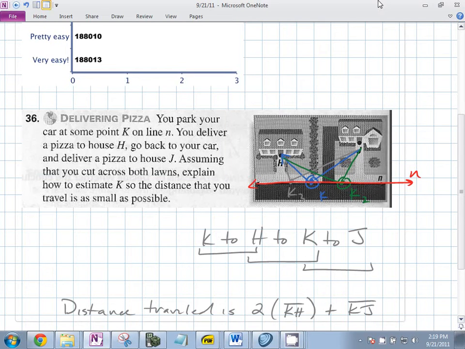Yeah, like, you can pass through hedges. You're a really terribly rude pizza delivery man. But what else? Yeah?